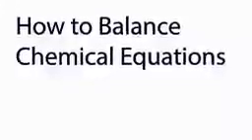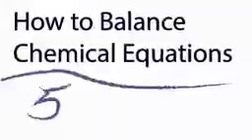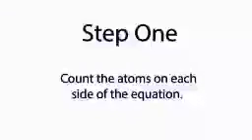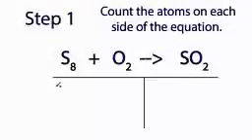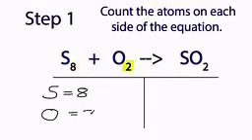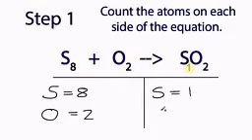How to balance chemical equations in 5 easy steps. Step 1. Count the atoms on each side of the equation, that is on the reactant side and on the product side, like this. These values are the subscript values, which represent the number of atoms only. 1 atom, 2 atoms. So our step 1 is done, smooth.